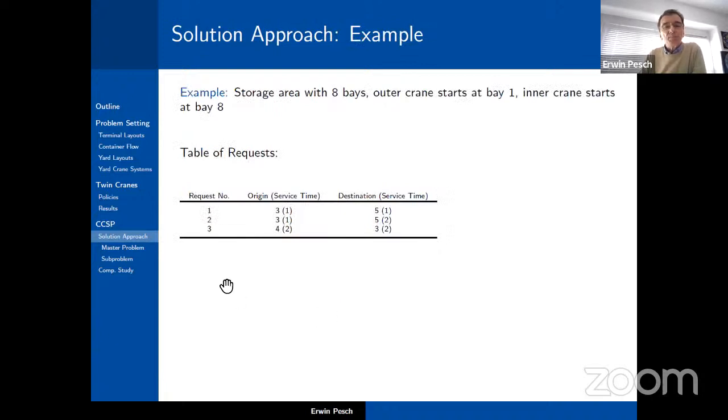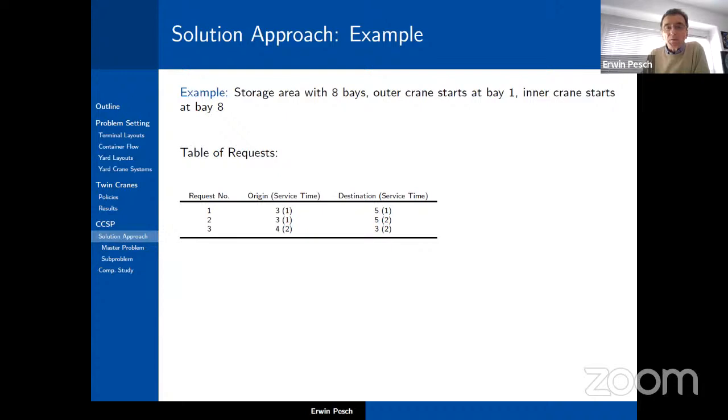Let me give you an example here. We have a storage area of 8 bays. We have an outer crane that starts in bay 1, and we have an inner crane that starts from bay 8. We have 3 requests. We have the origin bay here. For the 3 requests, it's bay 3, 3, and 4. In brackets, you find the service times. Now we assume that the service times can even be different. Then we have the destination bay here. So the 3 requests are all housekeeping requests. We have the destination bay in this special example. The service times are again in brackets.